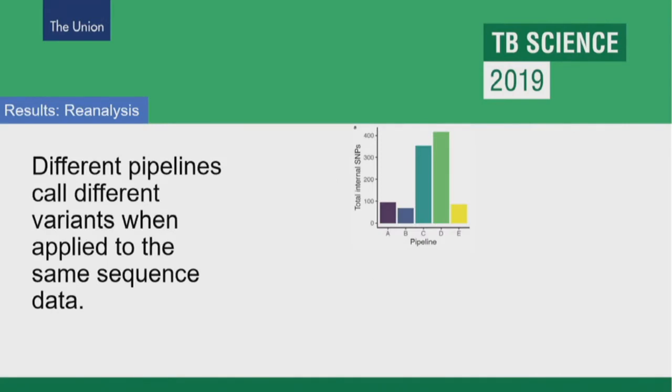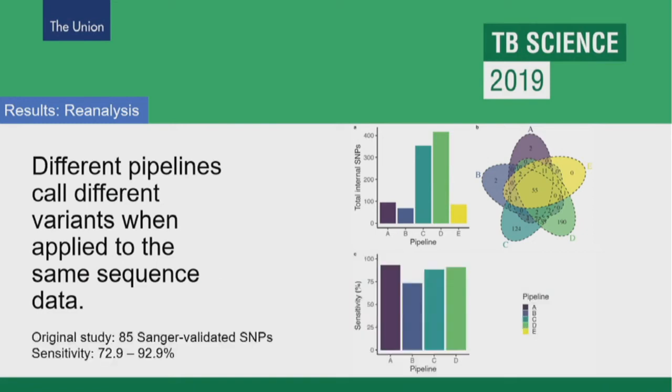Turning now to our results for this part, we found that different pipelines identified different variants in this same sequence data. So this is the magnitude of outbreak internal SNPs identified by each of the 4 pipelines in different colors A through D, compared to those identified by the original study in E. Not only did the magnitude of variation differ across pipelines, but so too did the identity of the variants. These are colored by the pipeline, and all groups identified a common set of 55 variants, but each group identified anywhere from 2 to over 200 unique SNPs. Sensitivity in recovering those original Sanger-confirmed SNPs also varied, and the maximum sensitivity was only 93%.